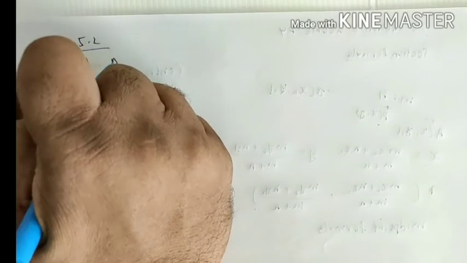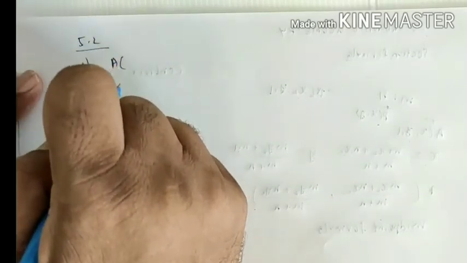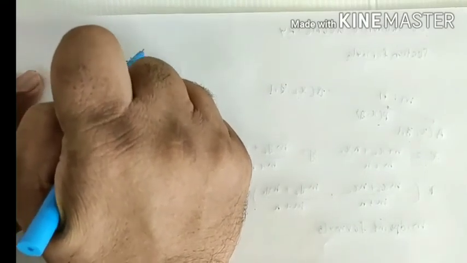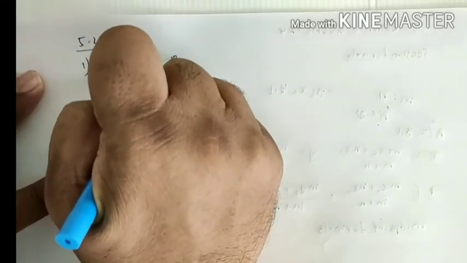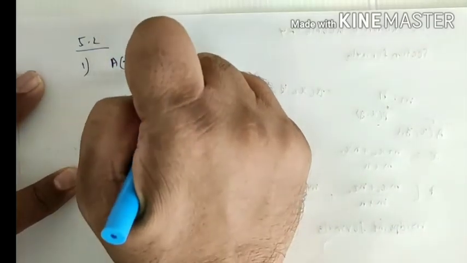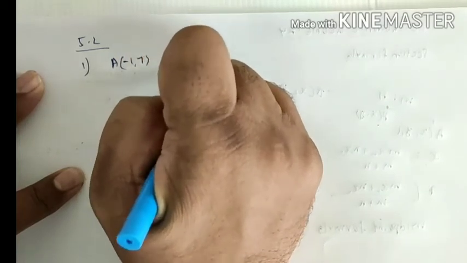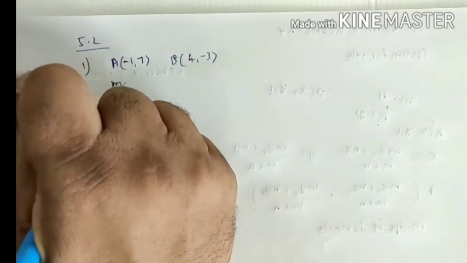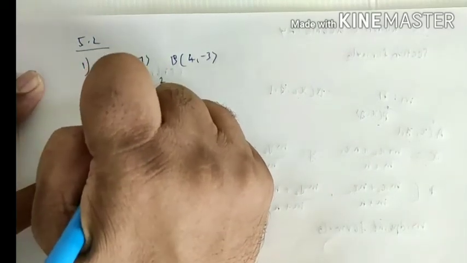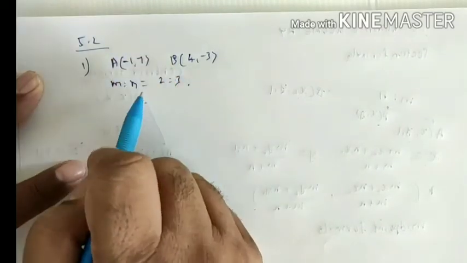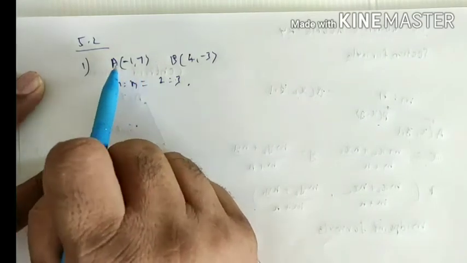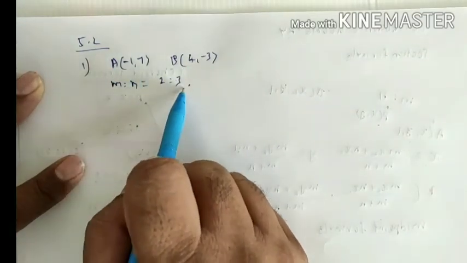See, coordinates of point A are given as -1, 7. Coordinates of point B are given 4, -3, and the ratio m:n is given as 2:3. We want to find the coordinates of point P, which is dividing the segment AB in the ratio 2:3.